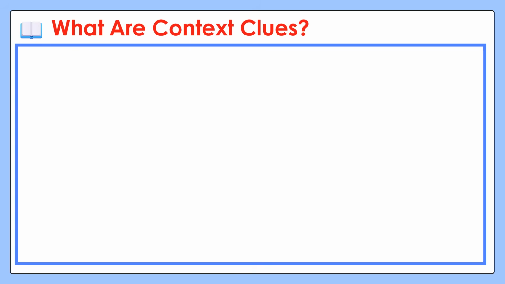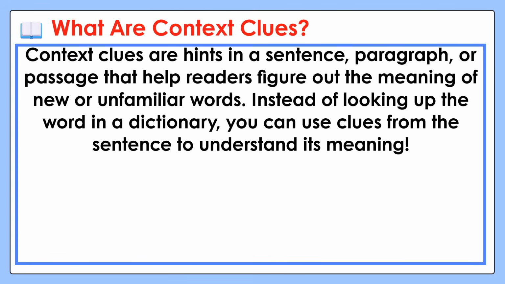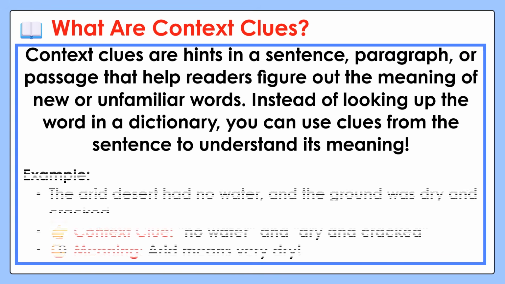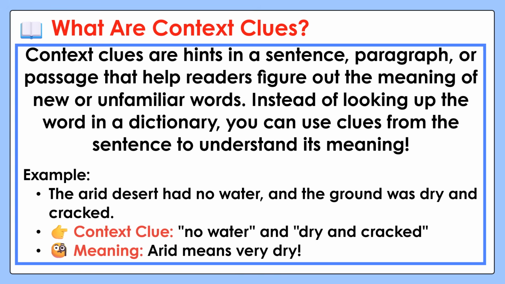So what are context clues? Context clues are hints in a sentence, paragraph, or passage that help readers figure out the meaning of new or unfamiliar words. So instead of looking up the word in a dictionary, you can use clues from the sentence to understand its meaning. Example: the arid desert had no water and the ground was dry and cracked. Context clue: no water and dry and cracked. Meaning: arid means very dry.